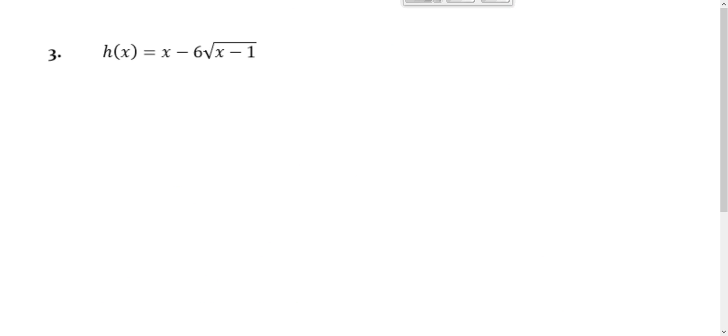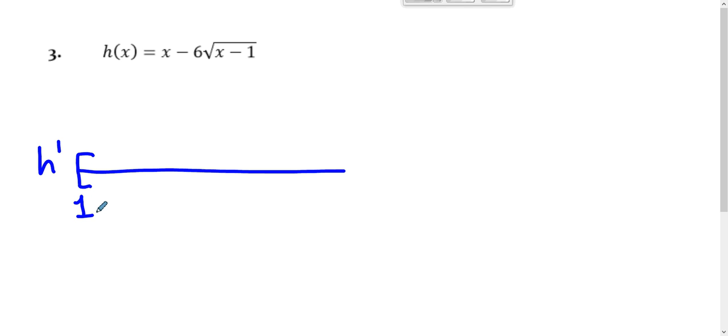One more to consider of this type. Again, I'd love to set up a number line. Here, we're only concerned with x's that are greater than or equal to 1, because if x is less than 1, then x minus 1 is negative, and if x minus 1 is negative, then we don't have a square root. So we're only interested in x values that are greater than or equal to 1.